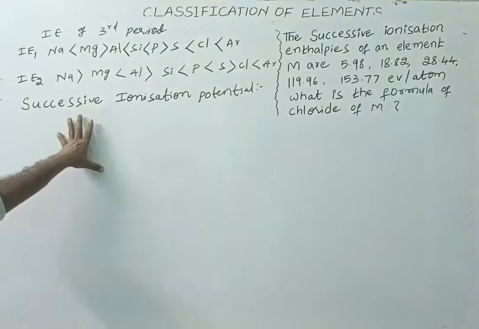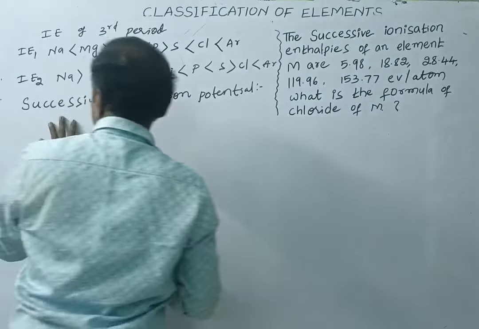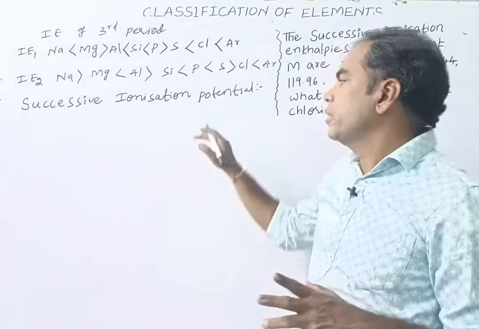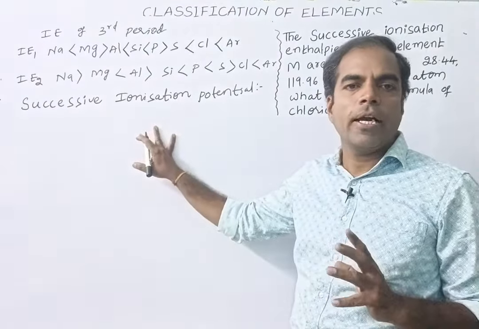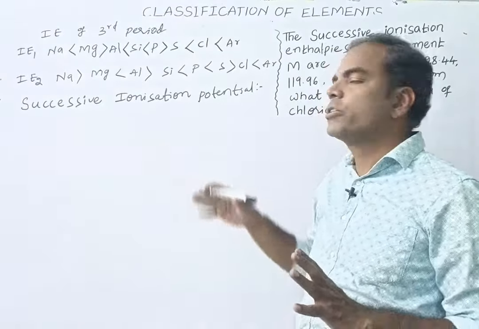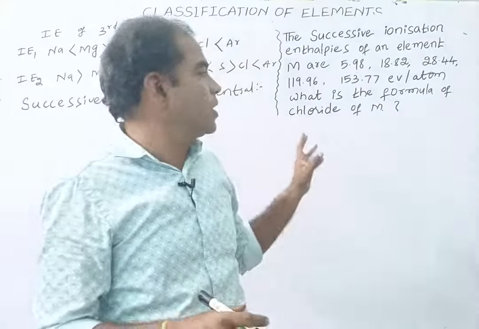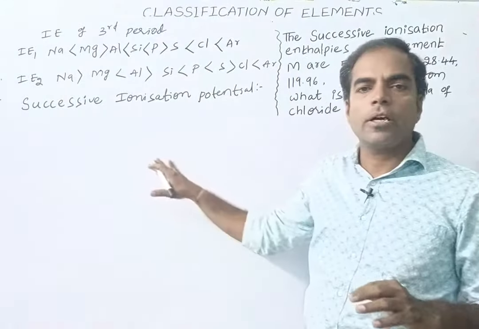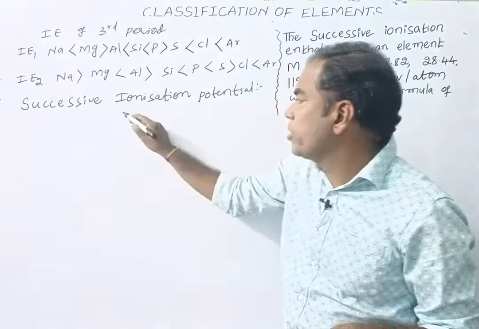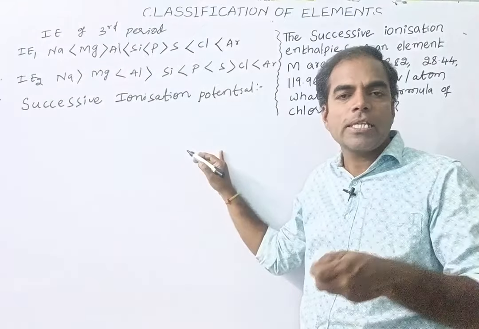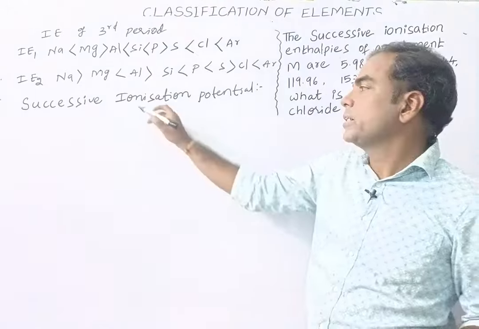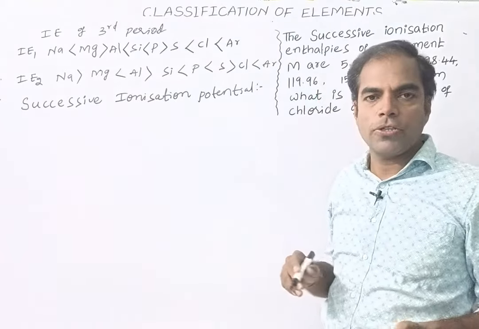So, what is the successive ionization potential? Based on the successive ionization potential, we can find the valency of an element. Successive ionization potential means that when we remove an electron, some amount of energy is required. Here, it means there is a sudden jump in the energy needed to remove the electron. That energy difference, the sudden jump, is known as successive ionization potential.